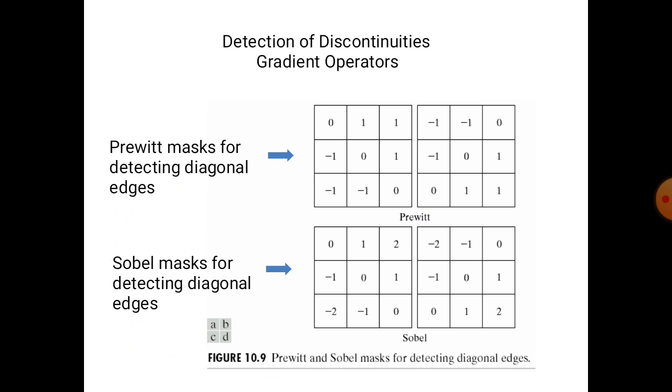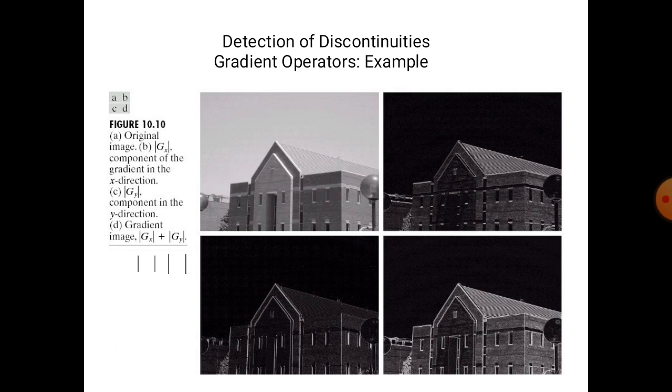These masks are known as the Prewitt masks for detecting diagonal edges, and these masks are known as the Sobel masks for detecting diagonal edges. This figure illustrates the absolute value response of the two components of the gradient, |gx| and |gy|. Here the gradient image is formed from the sum of these two components. The directionality of the horizontal and the vertical components of the gradient is evident here in B and C.